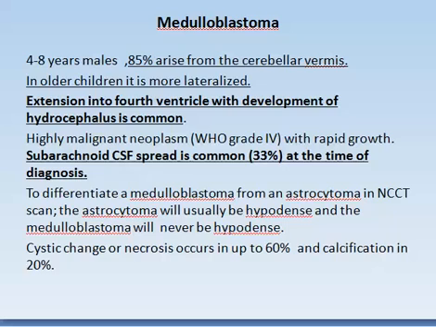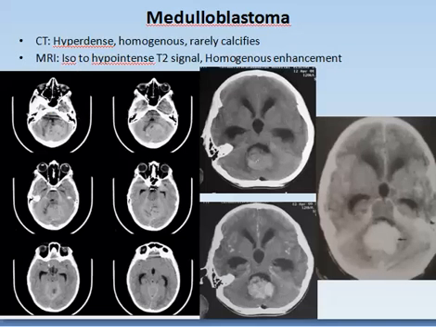Medulloblastoma is usually hyperdense on non-contrast CT. On the reverse, astrocytoma on non-contrast CT will appear hypodense. Cystic changes and necrosis can occur, and 20% may calcify. These are different shapes and varieties of medulloblastoma. In CT, there is a hyperdense, homogeneous lesion.